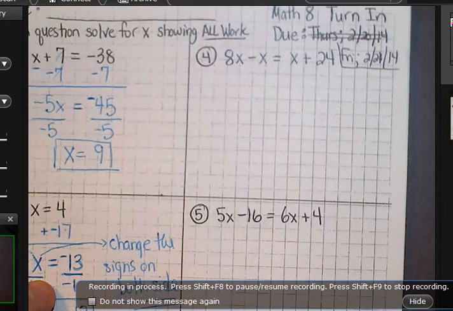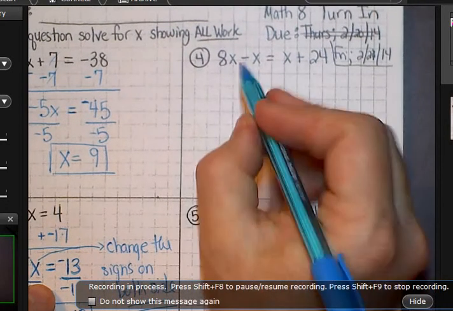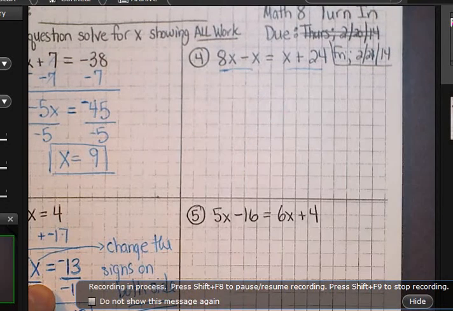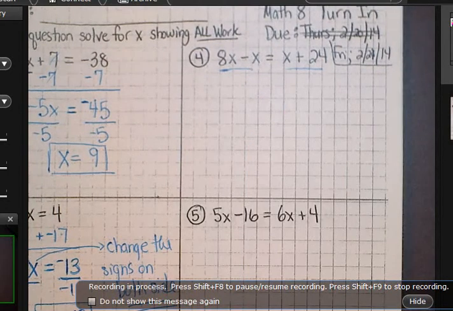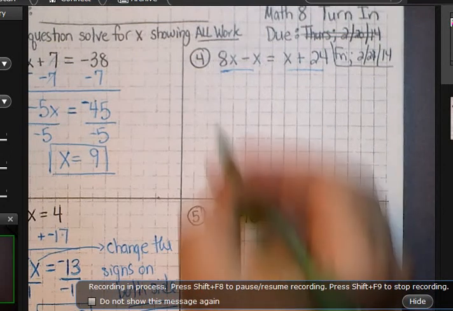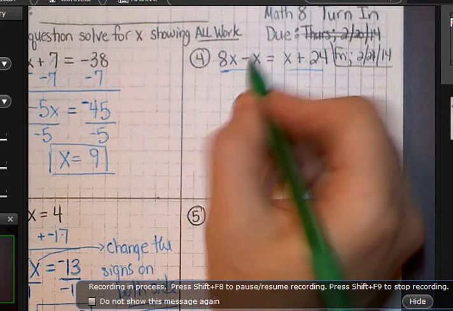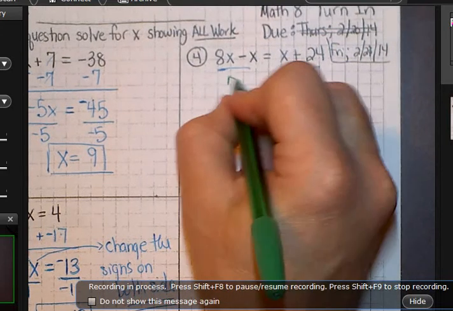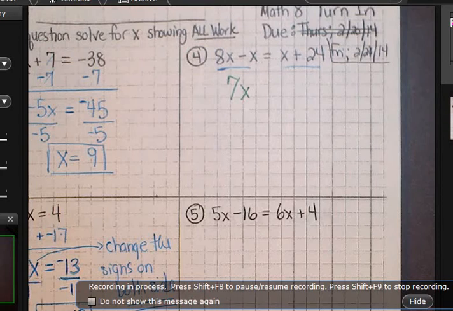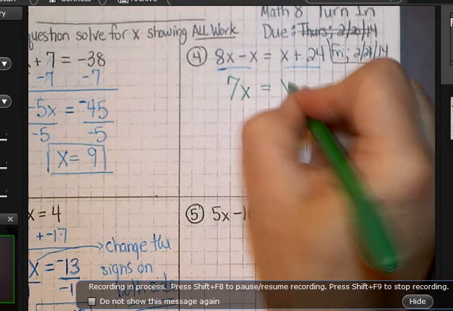Now remember what we talked about in class. Here are the two sides of the equation, and what I'm going to have to do first is simplify both sides before I can begin to solve. So this left-hand side can be simplified because I can take 8x and subtract x since they're on the same side of the equation. We can do that first. There's 7x is equal to x plus 24.